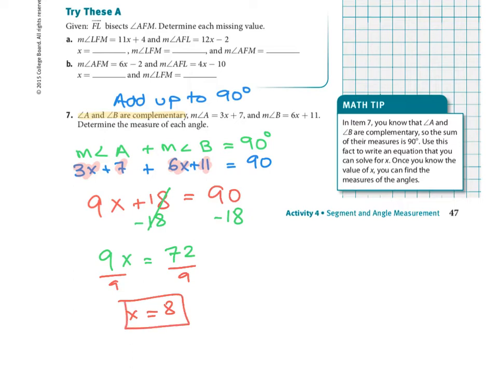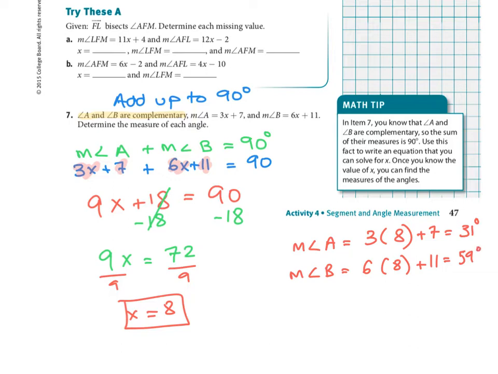Now they're not asking me to solve for x. They want to know the measurement of each angle. So the measurement of angle A is 3x, so 3 times x, which is 3 times 8, plus 7. And that's equal to 31 degrees. Now the measurement of angle B is 6x plus 11. So 6 times 8 plus 11, which is 59.